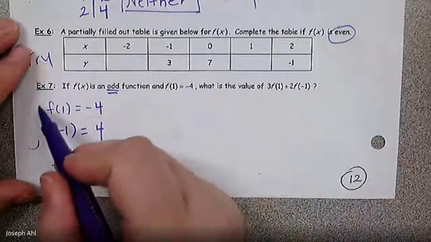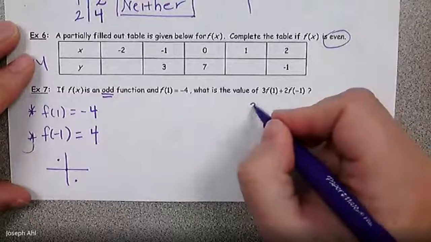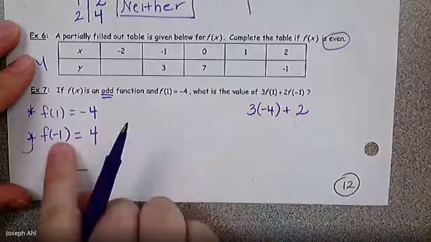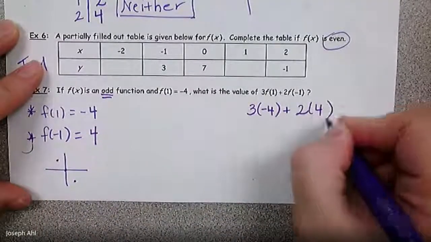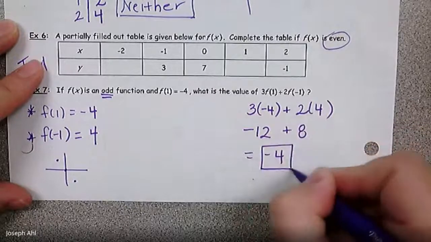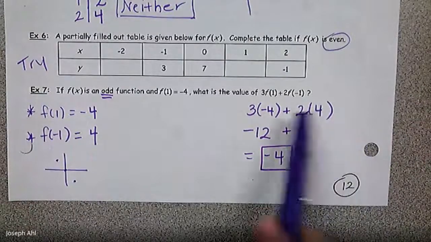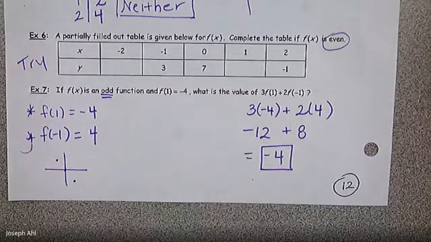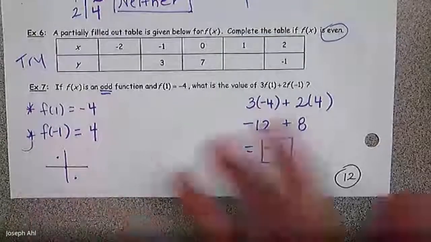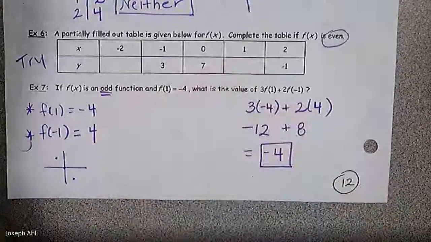Okay, so now that I've defined these two important pieces of information, we're going to do 3 times f of 1. So f of 1 is -4, so plug that in. Plus 2 times f of -1, and f of -1 is +4, so we get -12 plus 8 for our final answer there of -4. It's not that it's hard calculations, but just based on the notation here, if we get stuck on anything, just go back to thinking about what makes something an odd function, and then hopefully you'll be able to do that similarly up here to figure out the missing values for the table in the even function.